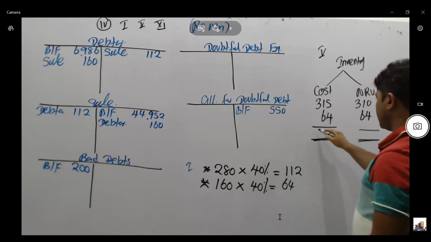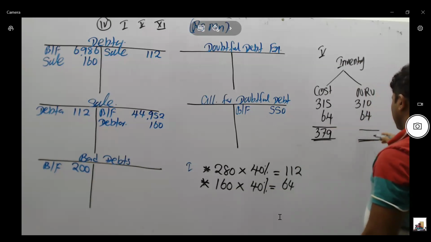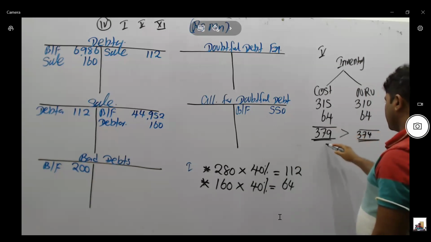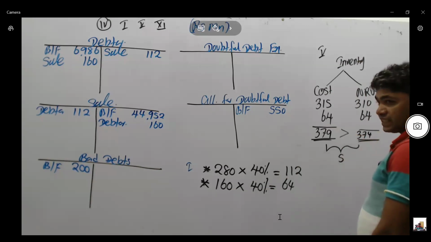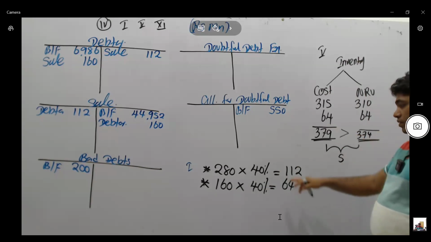Cost value total amount equals 379. Net realizable value total equals 374. If NRV is lower than the cost value, based on the prudence concept, the difference should be considered as stock written off also. Think of the goods sent on sales or return basis adjustment.